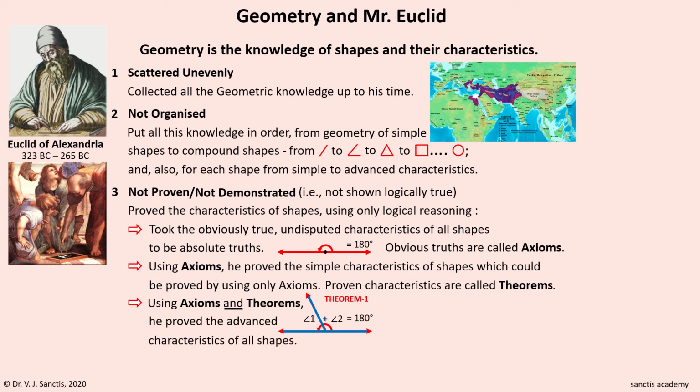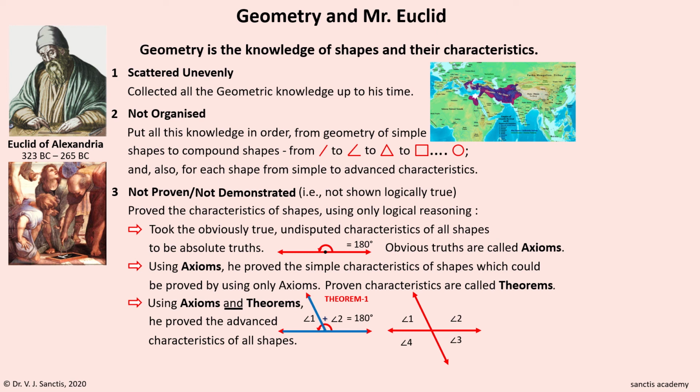To see an example of this, when two straight lines intersect, four angles are formed. The disputed characteristic was, are the vertically opposite angles equal? That is angle 1 equal to angle 3 and angle 2 equal to angle 4? And this Euclid demonstrated to be true as follows.